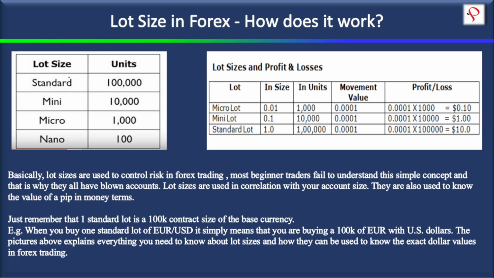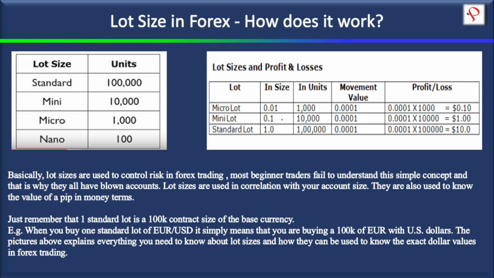So a standard lot size is 100,000 base units of a currency. A mini lot size is 10,000 base units of a base currency. A micro lot size is 1,000 units of a base currency. All right, same with a nano lot size.